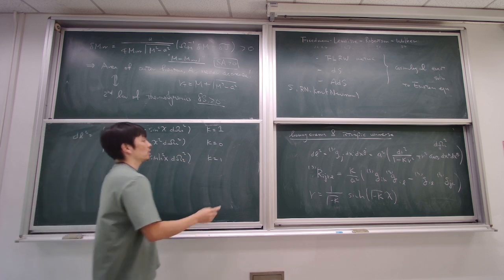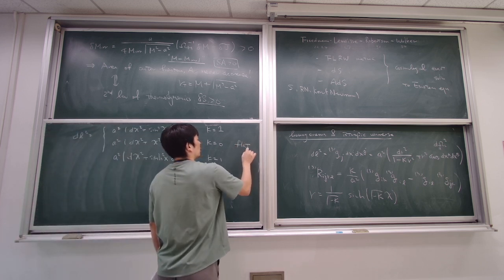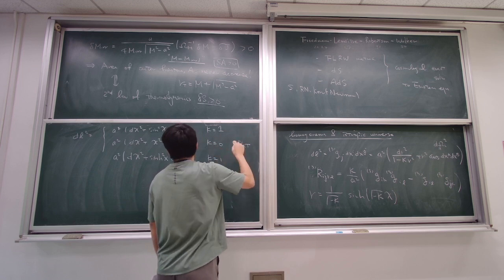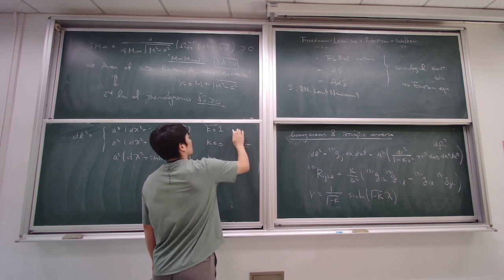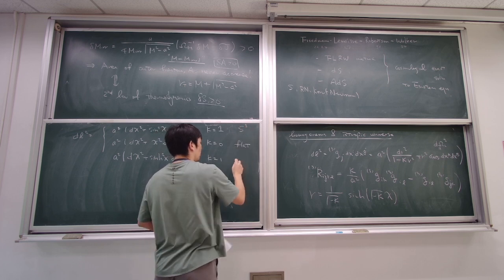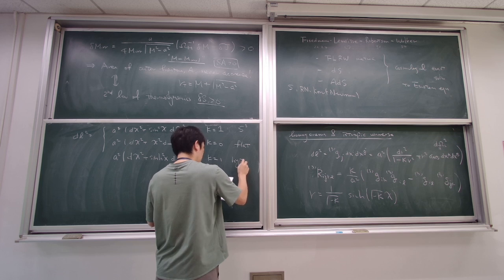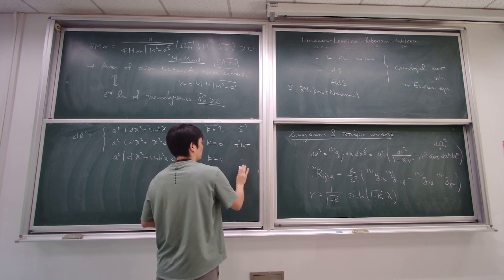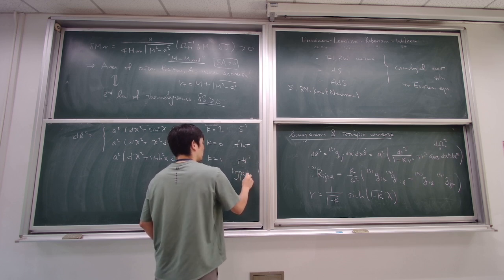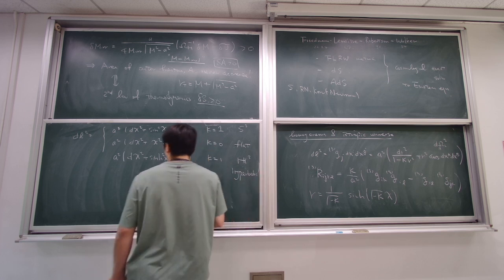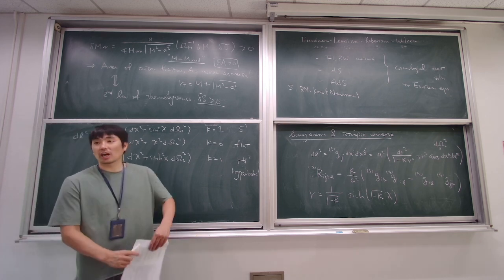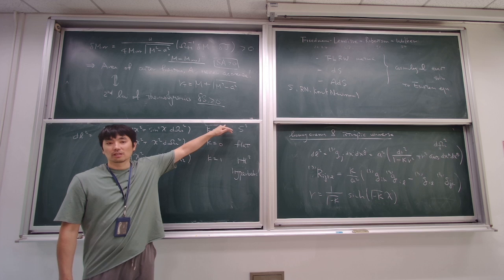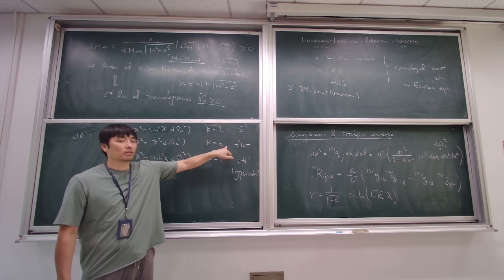Okay. And this is called flat. And this is called a sphere, or a 3-sphere. It's the metric of the 3-sphere. And this is called hyperbolic, or H3. And then, of course, the curvature is positive, zero, and negative respectively.